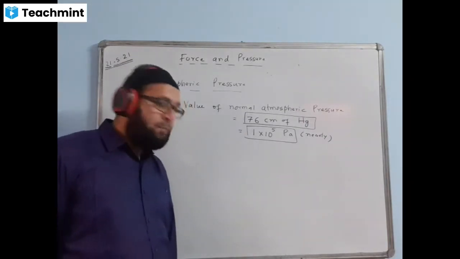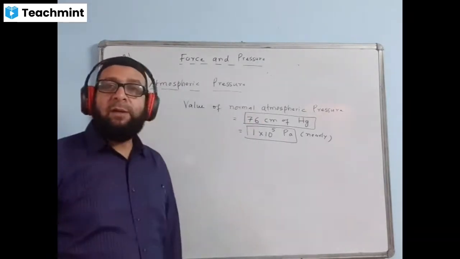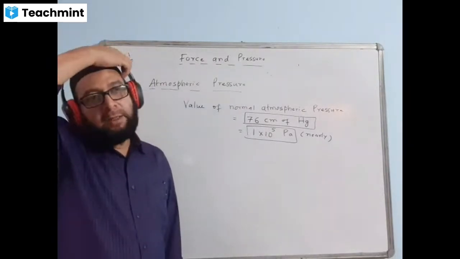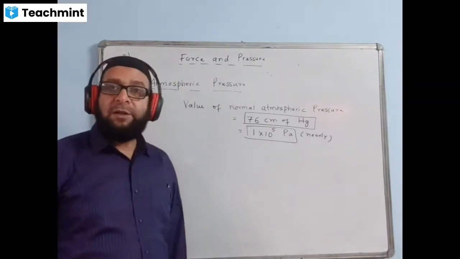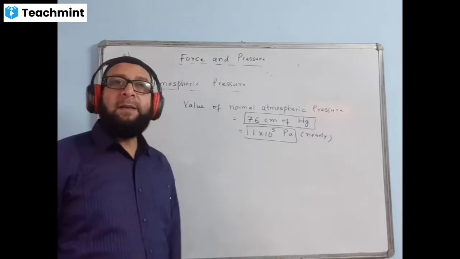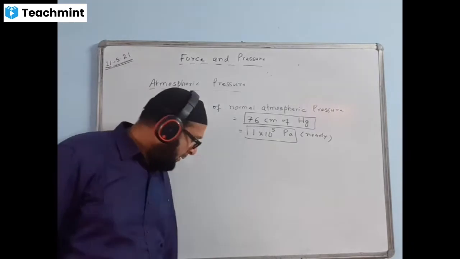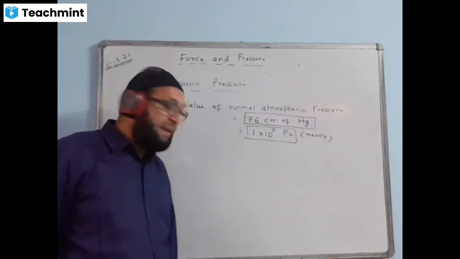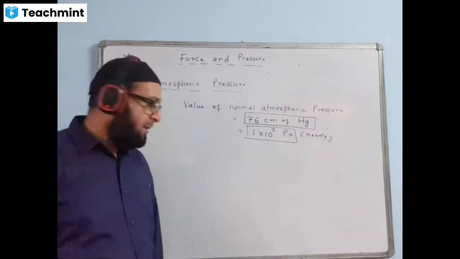Because air we cannot see, like in a container with water, we see the liquid and the liquid is exerting pressure. But air is not visible. How to prove that the air exerts pressure? We have plenty of proofs. One experiment is called the crushing can experiment. It is given in the book, page number 50, activity 10. You can have a look at that.